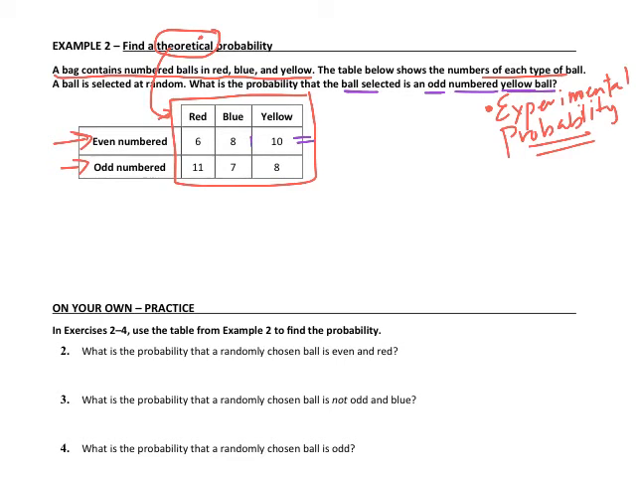So if we add these up, 6 plus 8 plus 10 is 24. And if I add up all the odd, 11 plus 7 plus 8 is 26. So that's a total of 50 balls in a bag. So we're looking at odd numbered and yellow. Well, here's the odd numbered in this row, and yellow is here. So it looks like we're going to have a chance of pulling from 50 balls, but we only have 8 opportunities, 8 different balls that are odd numbered and yellow together. So 8 out of the 50 are yellow and odd.